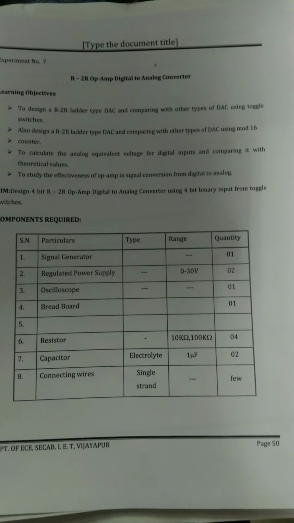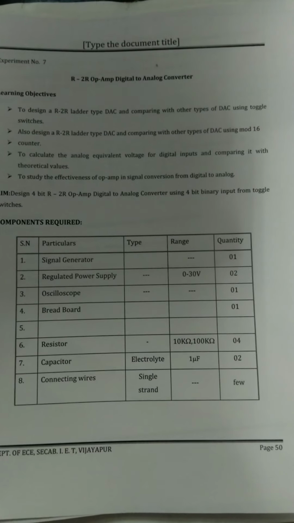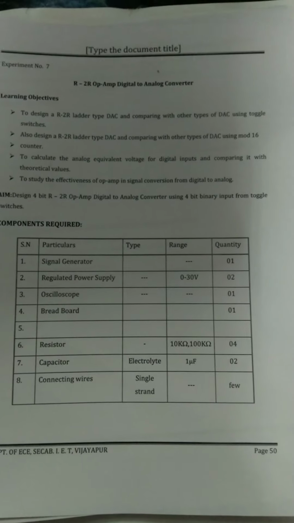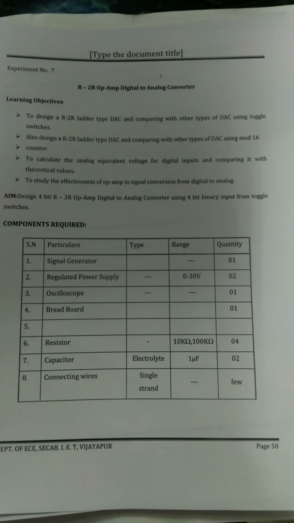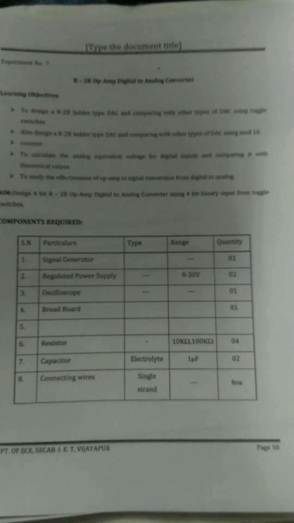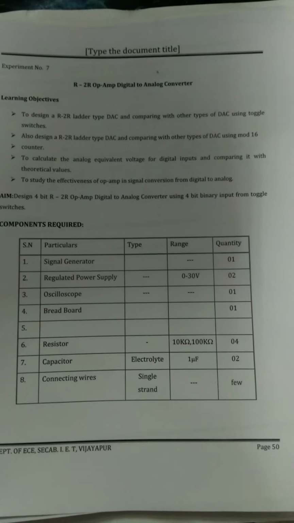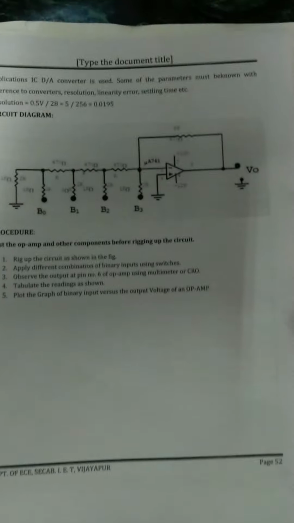So today we'll be discussing the R-2R op-amp digital to analog converter, that is what we call a DAC. The aim of the experiment is to design an R-2R op-amp digital to analog converter using 4-bit binary input from toggle switches. This is our aim. So let us see its circuit diagram. The circuit diagram is shown over here.